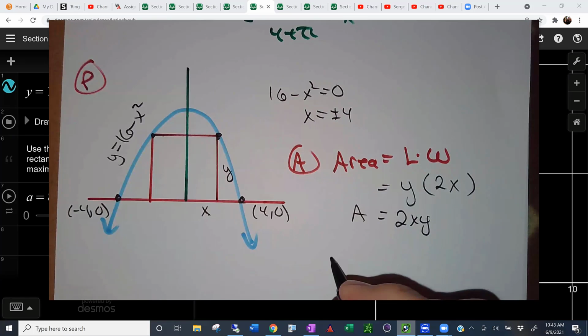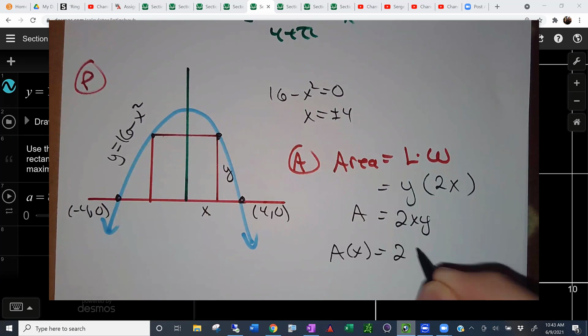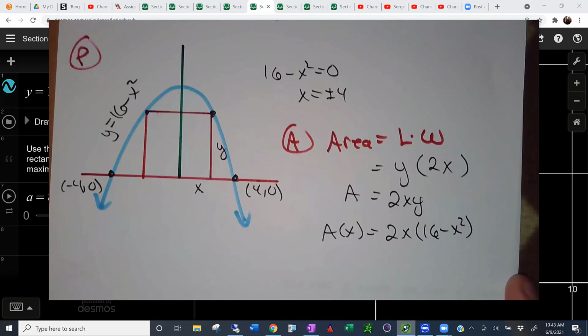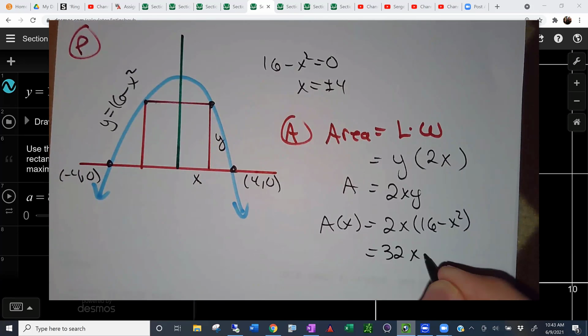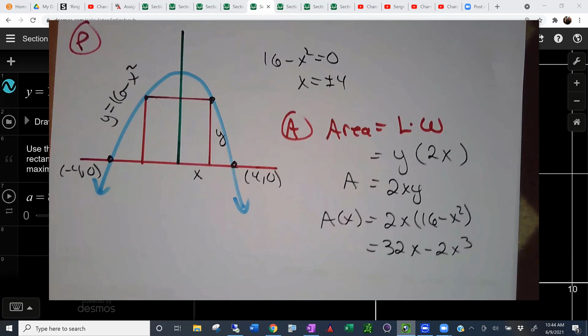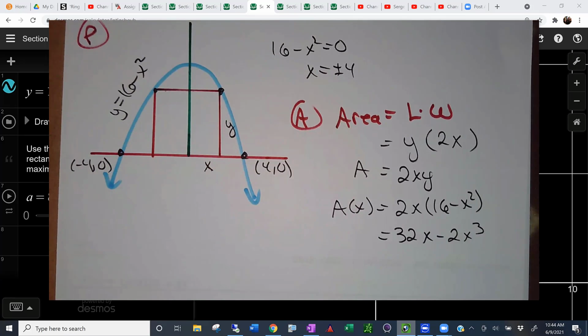So I'll call this A of x. It's going to be 2x times 16 minus x squared, or 32x minus 2x cubed would be my A of x. Yay.